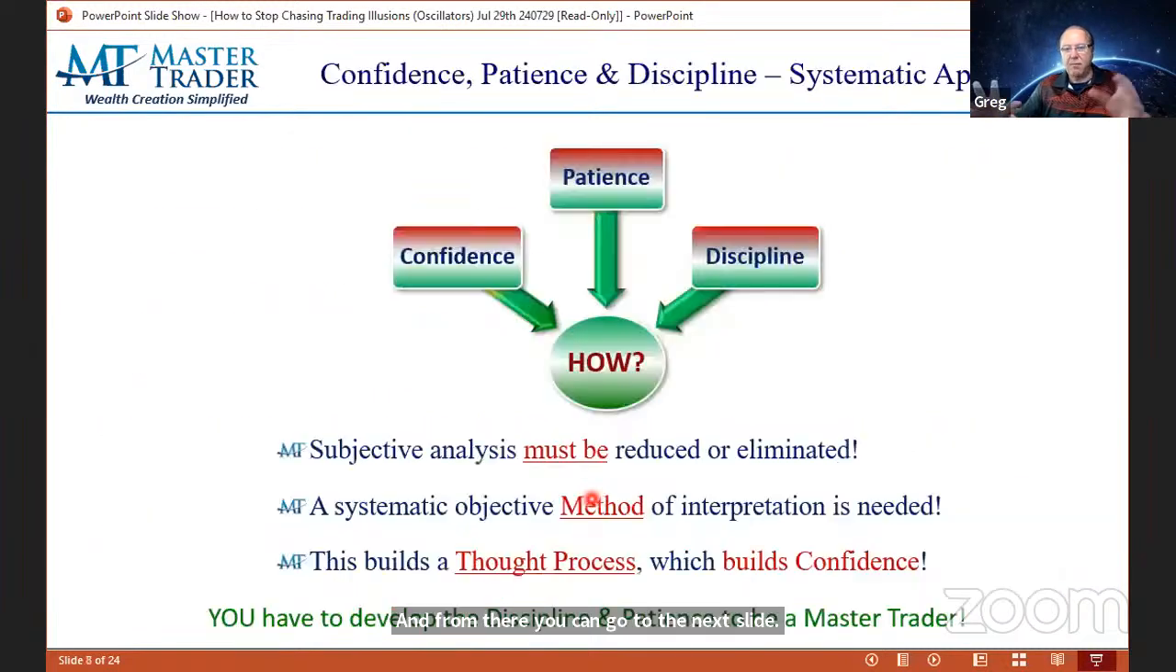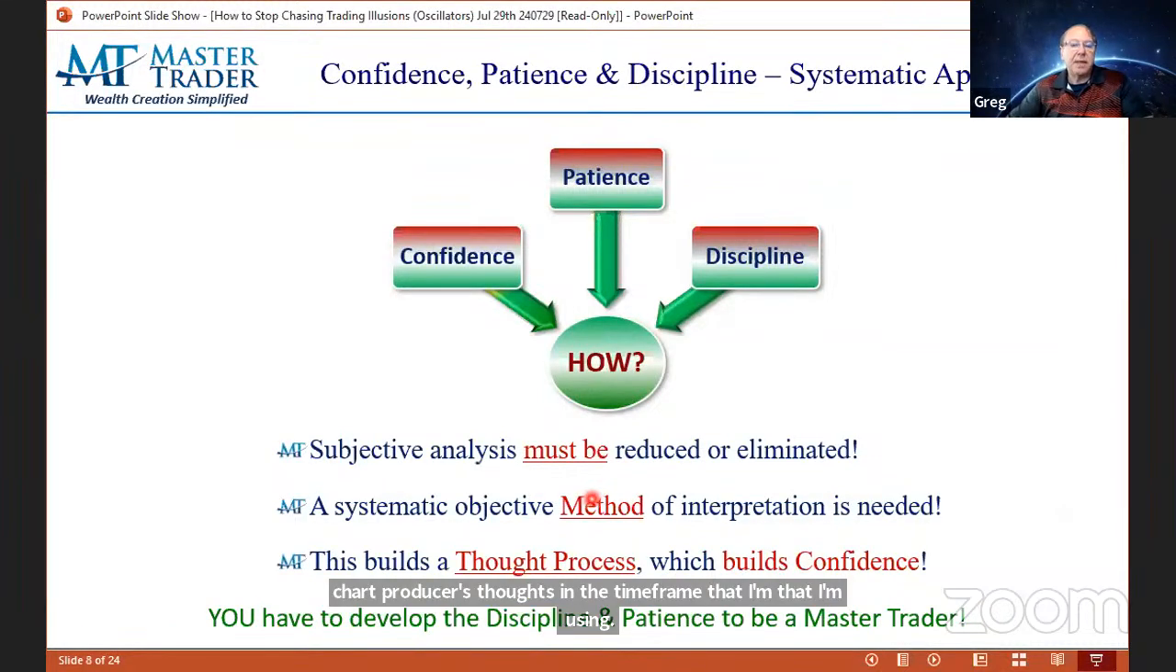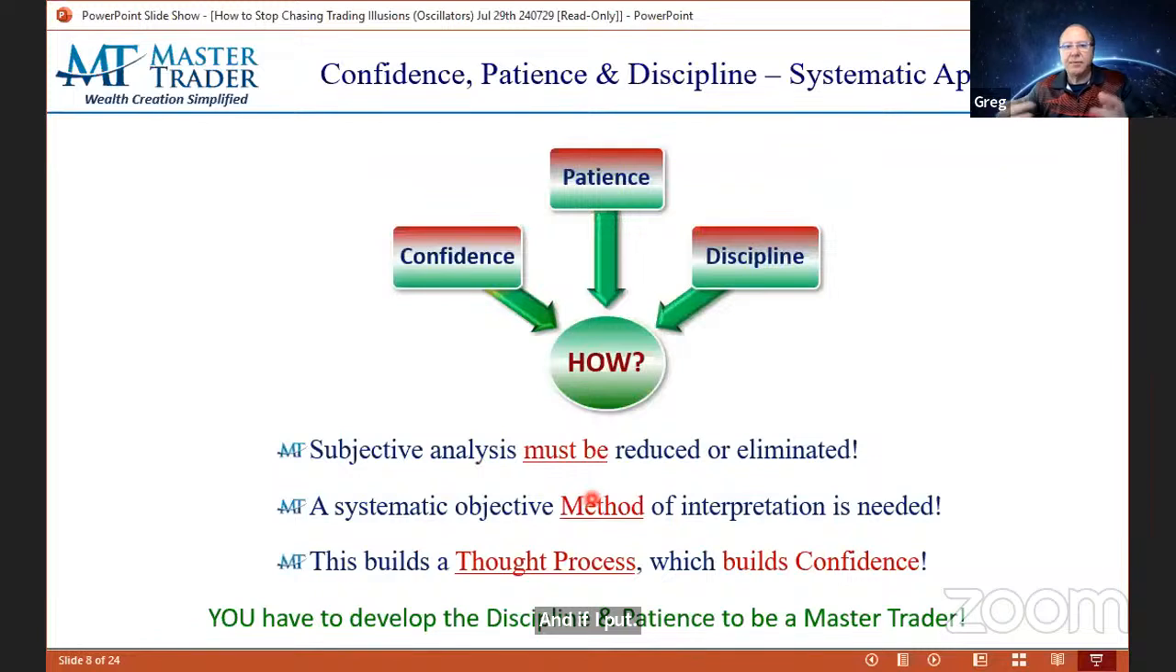So now we get our head wrapped around what technical analysis is about. Well, where do I go from there? I have to develop a method of telling myself what to think, because as I look at the chart it produces thoughts in the time frame that I'm using. And if I put, like that individual who wrote to us, 10 different indicators and lines and so on, think about it: each one of those things produces a thought.